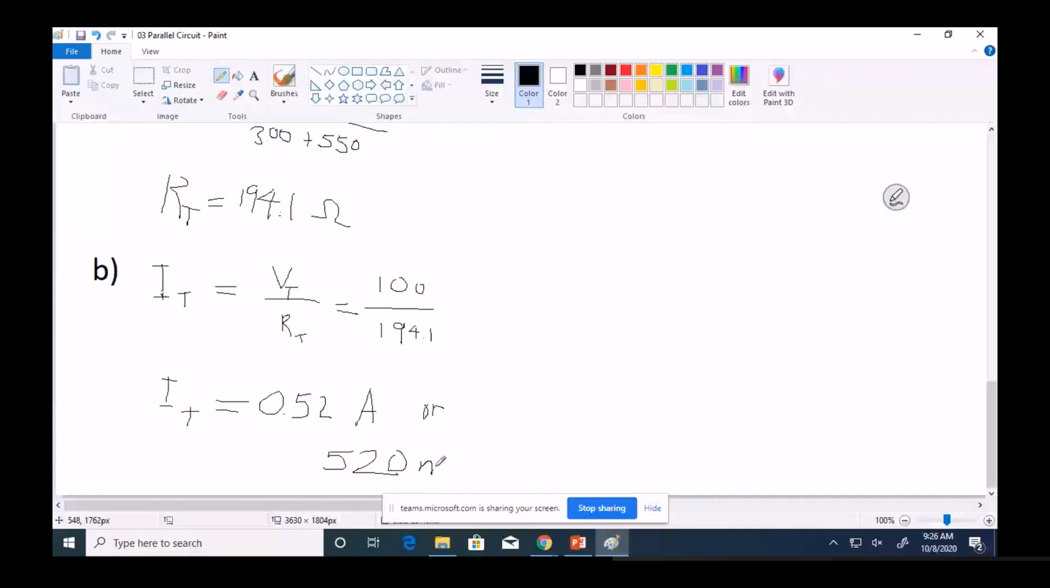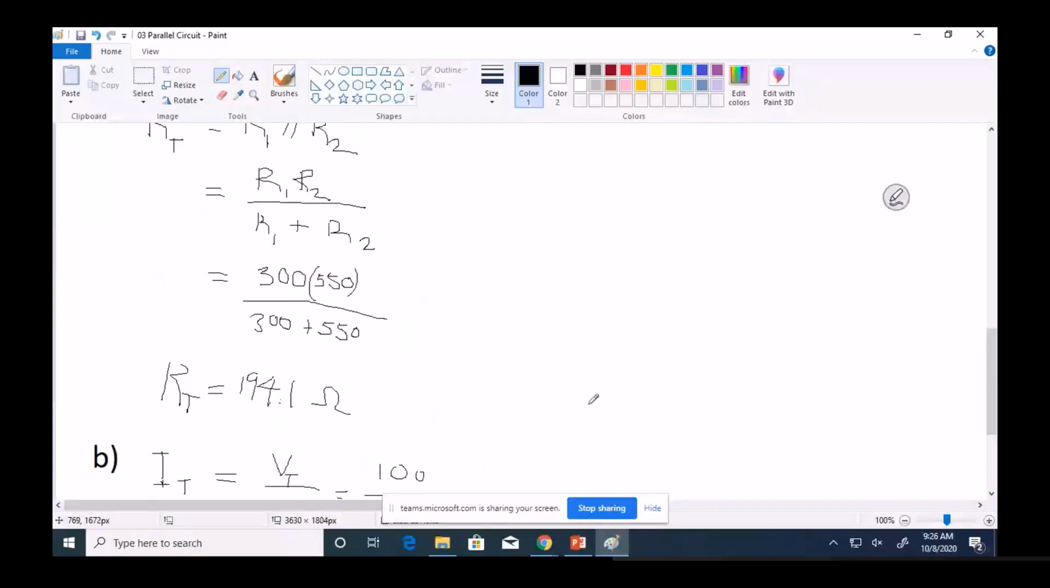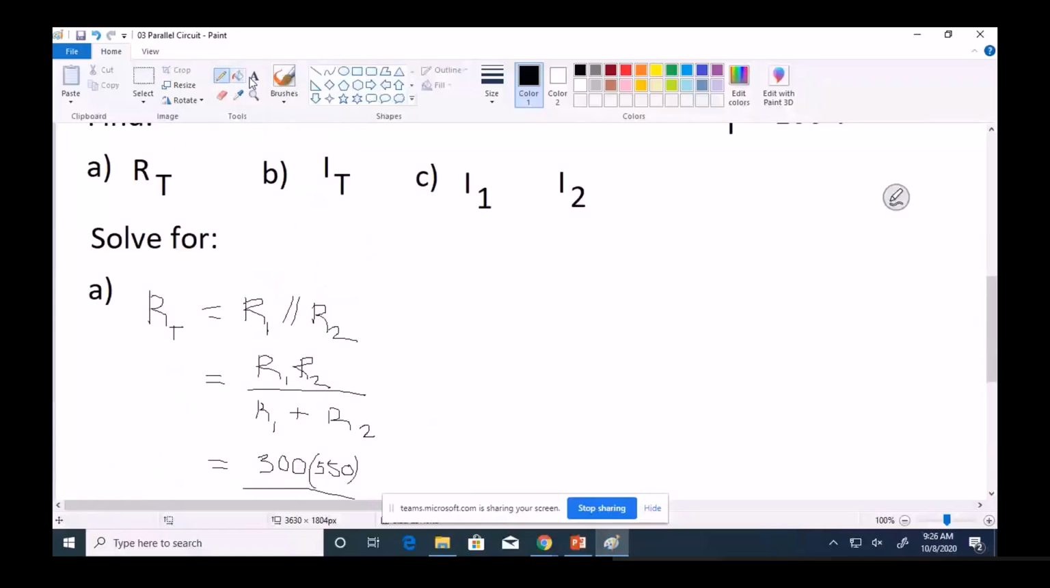That's the answer for the total current. A and B done. We go to C, looking for I1 and I2. So this is now for the C. To solve for the C, this is an individual calculation.